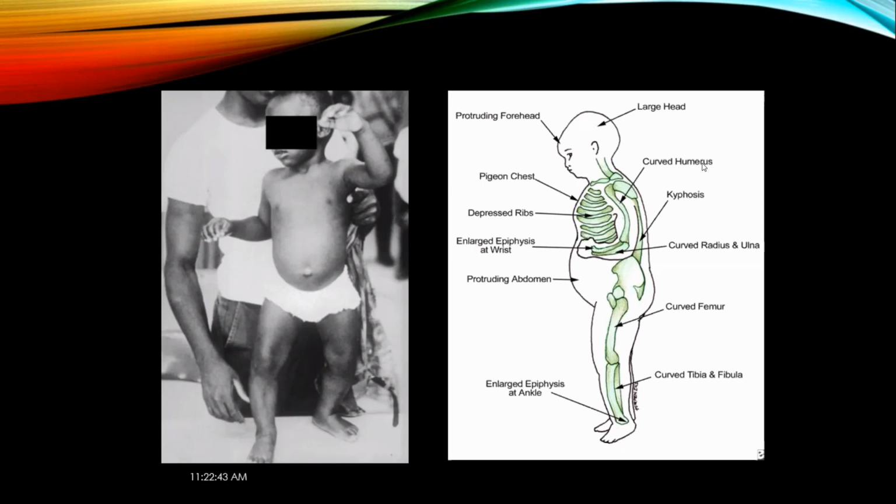Because of that, what happened? The persons have difficulty to walk. So this is the picture of rickets, where the bone gets bent.